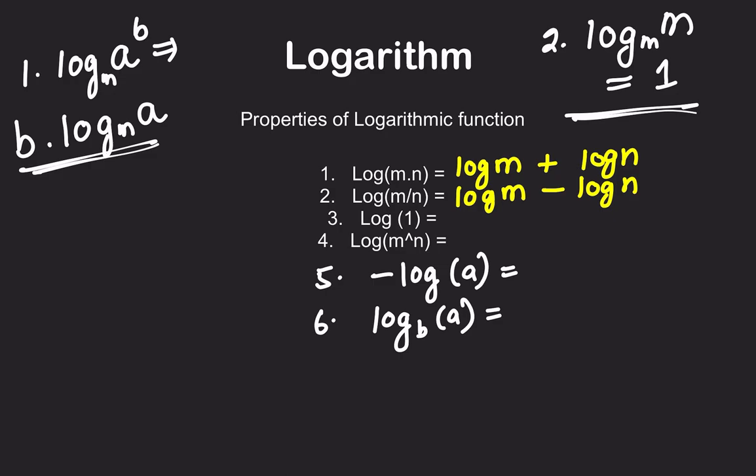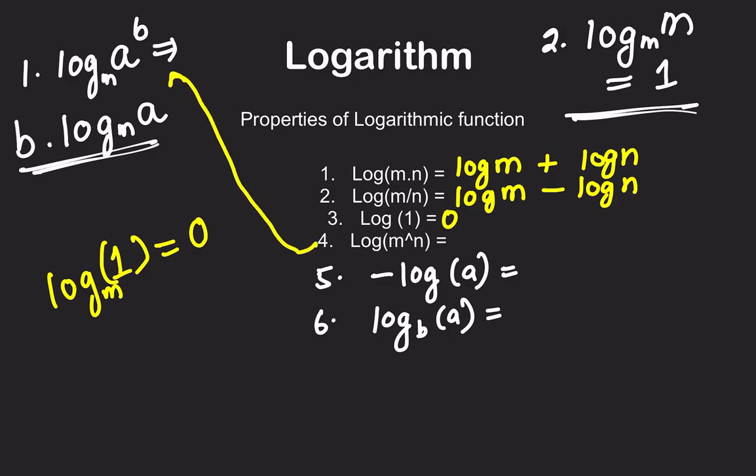Third thing, log of 1. There is only one number in the entire universe, log of 1. Whenever log of 1 is given to you, whatever the base, no matter, you can say that is 0. So this is 0. This is the third property. Log of 1 is always 0. Log of 2, we don't know, but log of 1 is always 0. Now, fourth property, log of m raised to power n. This is the same property as this. So, I can say log of m raised to power n is n into log of m. This is what we have already learned, right?